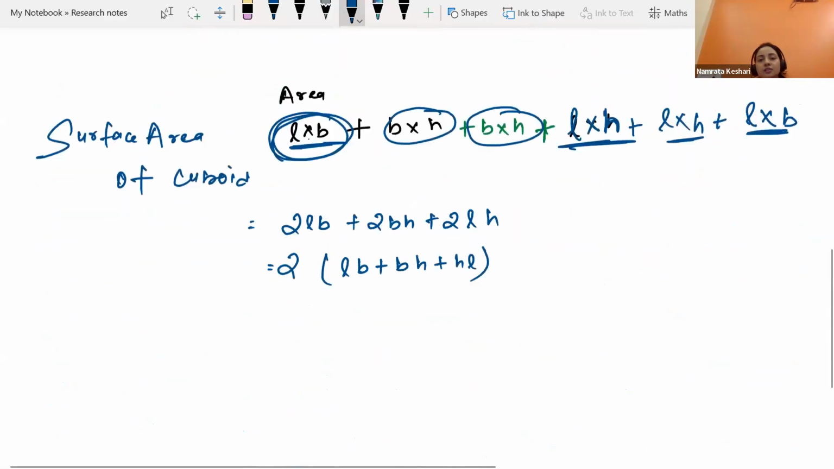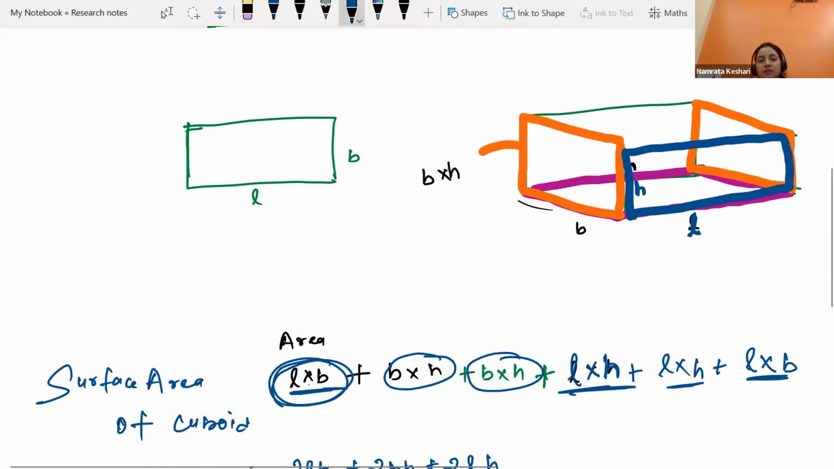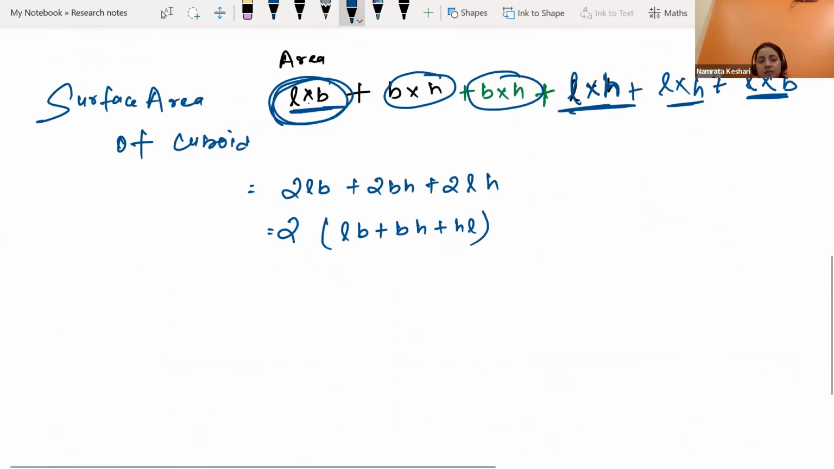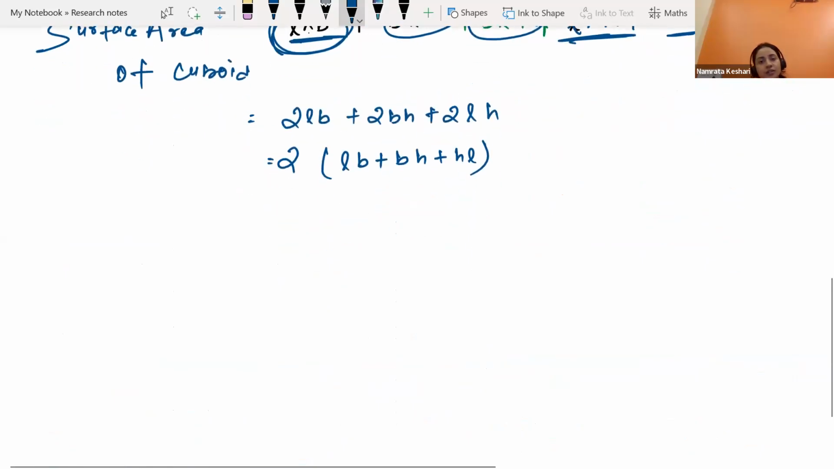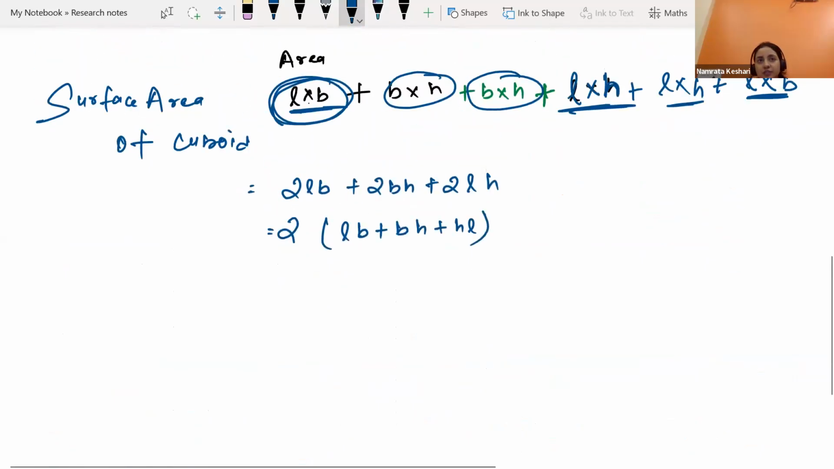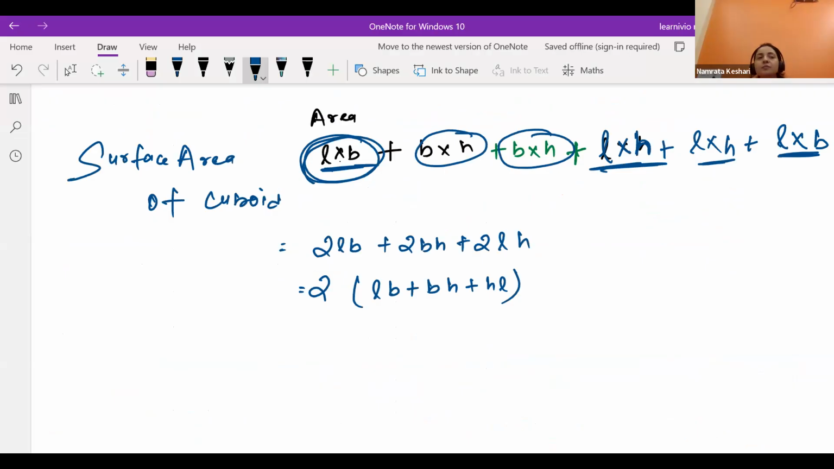Ma'am, in my syllabus, there is only the curved surface area of hemisphere, cone, and sphere. Surface area of hemisphere, cone, and sphere. Okay. But anyway, we'll be discussing all of it from here. Since we have started the chapter, you need to know everything.